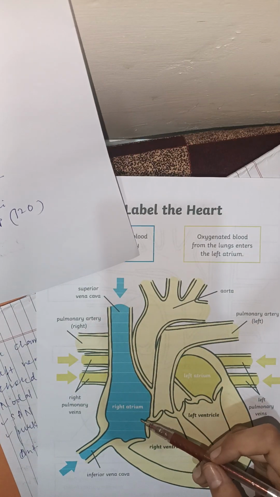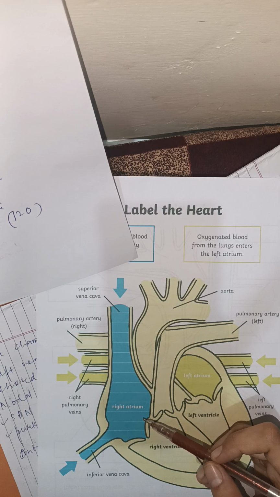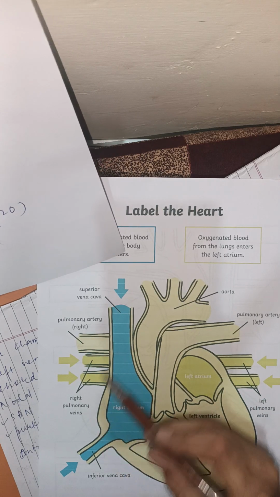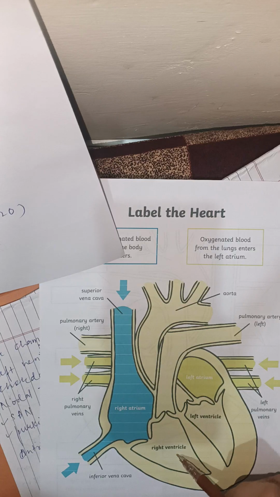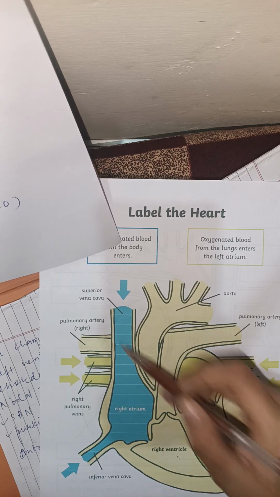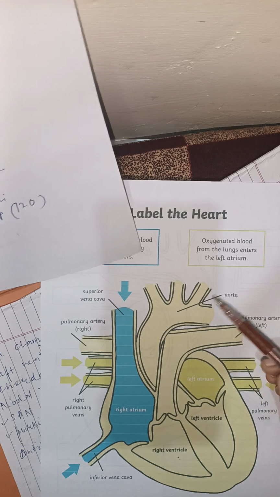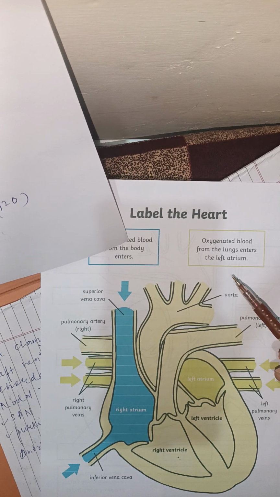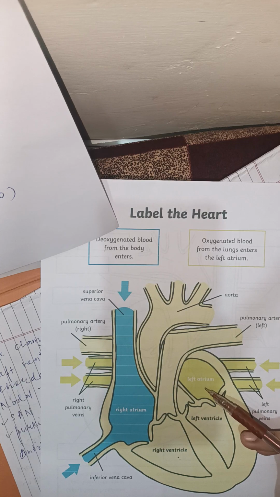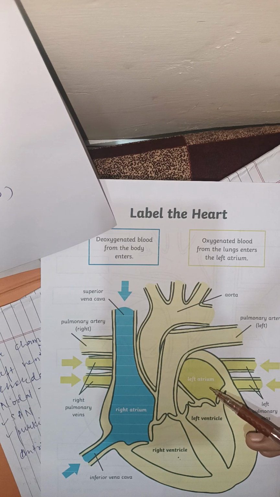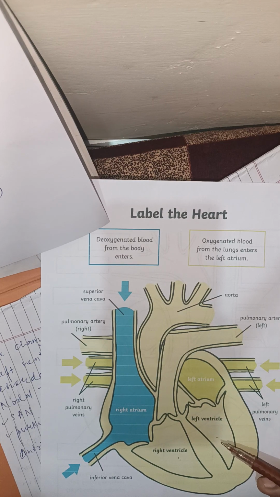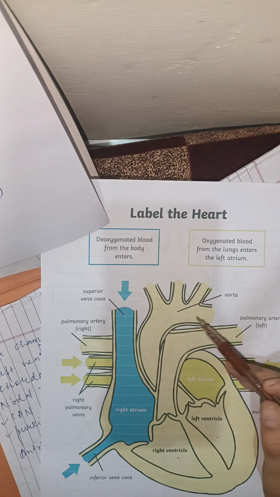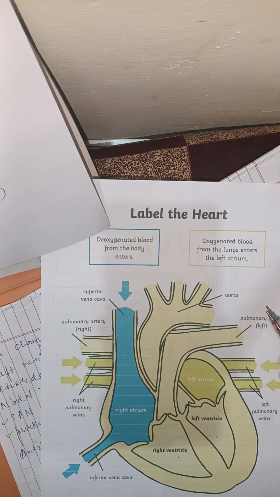Then blood is entering into the right atrium. Then it transfers to the right ventricle, and then the right ventricle gives it to the lungs for the filtration, and then the oxygenated blood enters into left atrium, from where it goes into left ventricle, and from the left ventricle it goes to the aorta here, okay, to the body parts.